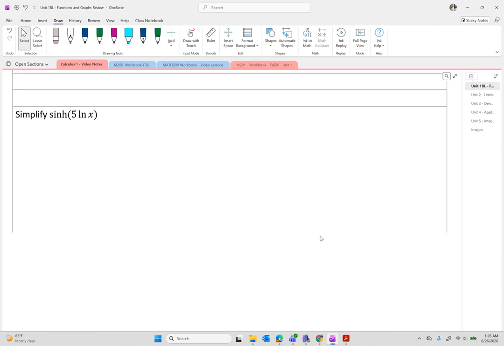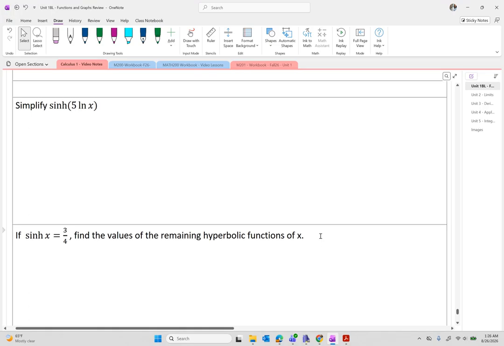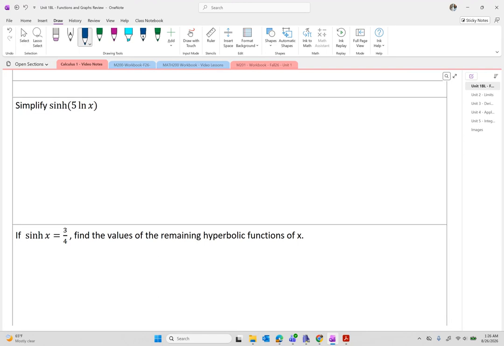Let's try to simplify the expression hyperbolic sine of 5 ln of x. Remember here that the hyperbolic sine is an exponential expression. So I'm going to plug in 5 ln of x instead of x. So I will have e to the 5 ln of x minus e to the negative 5 ln of x divided by 2.